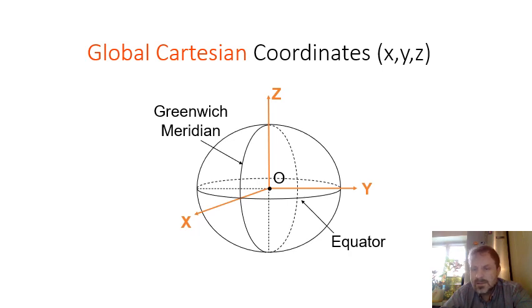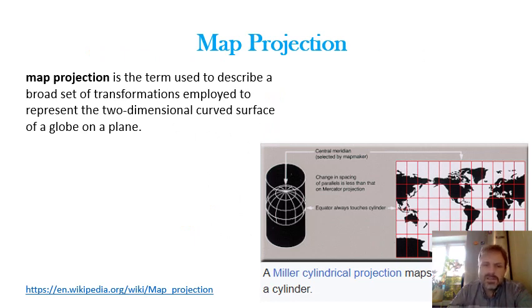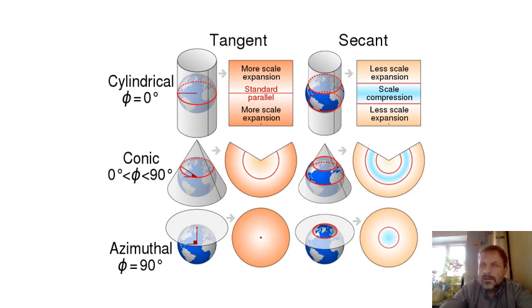Here, global Cartesian coordinates x, y, z axes. Map projection is a term used to describe a broad set of transformations employed to represent the two-dimensional closed surface of the globe on a plane. For example, you can see a Miller cylindrical projection, where we are projecting the globe's surface onto the cylinder surface. There are different tangent and secant projections: cylindrical, conic, and azimuthal.